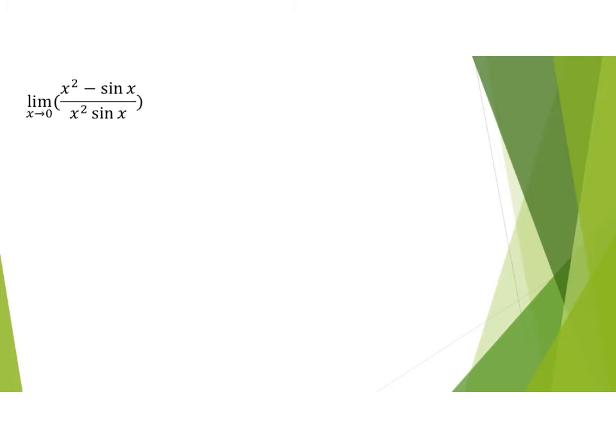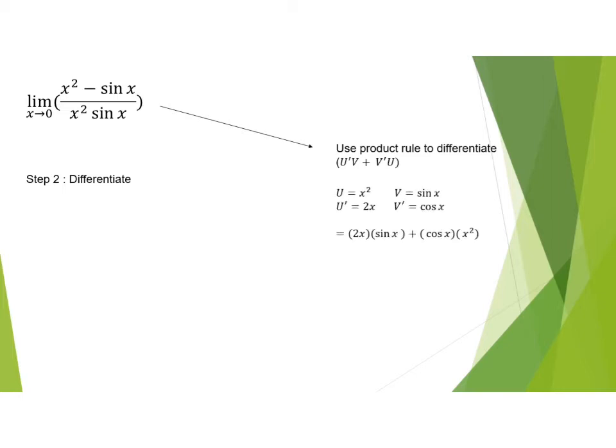For the second step, we need to differentiate x squared minus sin x over x squared sin x. Differentiate x squared, we will get 2x, and differentiate sin x, we will get cos x. For the denominator, we need to use the product rule, where the product rule formula is u prime v plus v prime u. So this is the step of how to use the product rule.